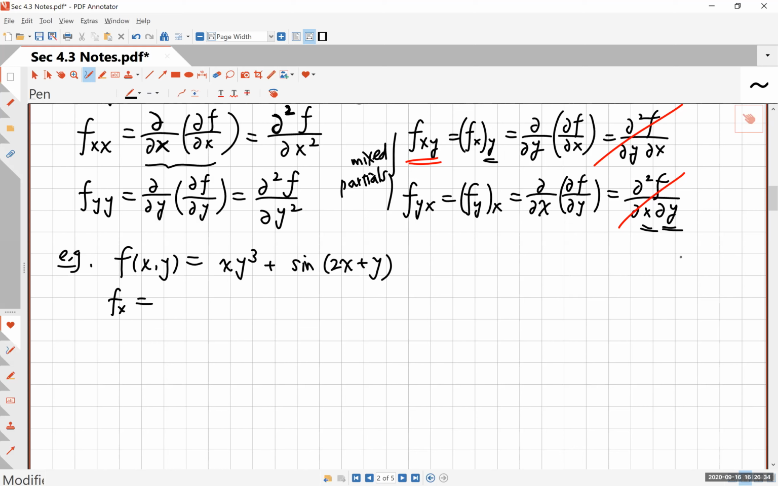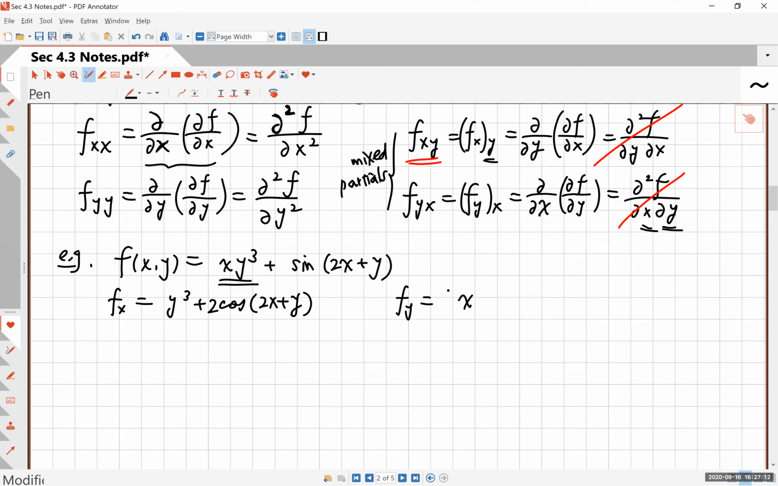All right, so let's find the 4 different second derivatives, the 4 second partials. In order to do that, of course, I have to find the 2 first derivatives, right? So f sub x, what is that? That's y cubed. Remember, because y cubed is like a constant. So this is y cubed plus, what's the next one here? It's going to be cosine of 2x plus y times the derivative of the inside function with respect to x, which is only 2, right? What happens to y? Well, y is like a constant, so you don't have to worry about this.